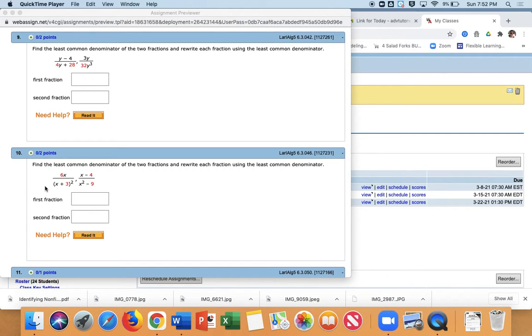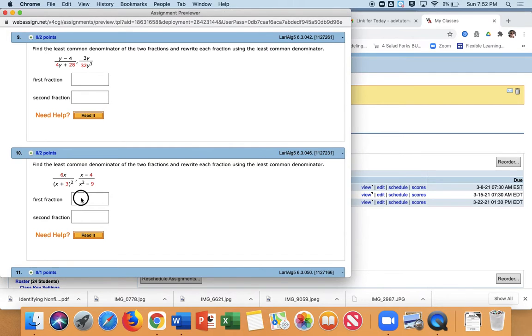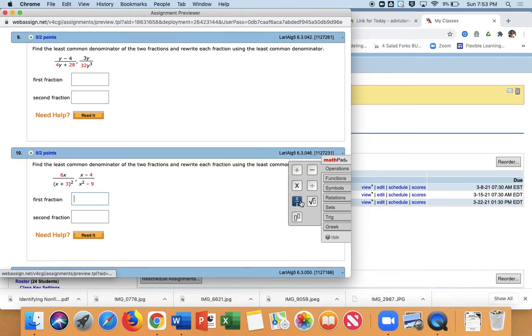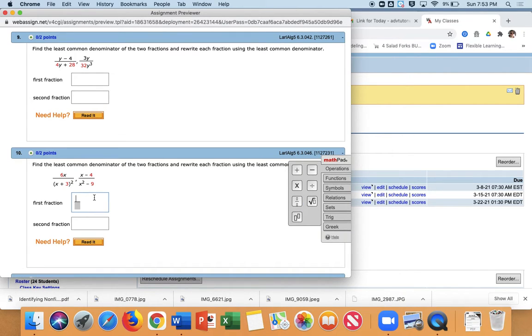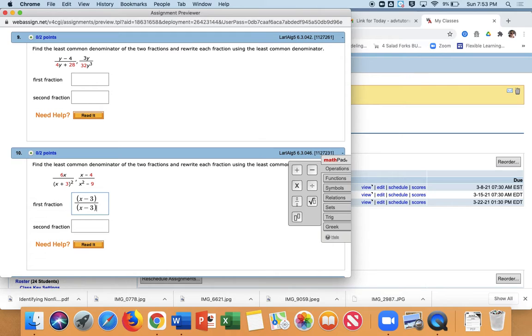All right, so that first fraction, when I'm typing it in, and I'll do the best I can to put the work into here, I would multiply by x minus 3 over x minus 3, and then my fraction would be 6x over x plus 3 times x plus 3. Notice my denominator has an x minus 3, an x plus 3, and an x plus 3.